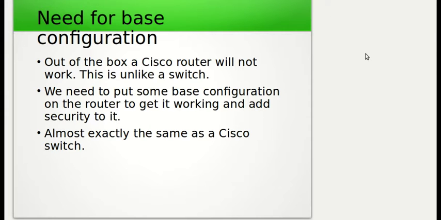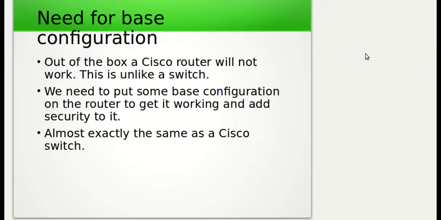Now, let's talk about the need for base configuration. Unlike a switch, a Cisco router out of the box will not do its job. A Cisco router actually needs base configuration on it so that it can do something. With Cisco switches out of the box, devices in the same network, if we connect them to a Cisco switch which has got no base configuration on it, the switch will actually do its job and switch packets between those hosts.